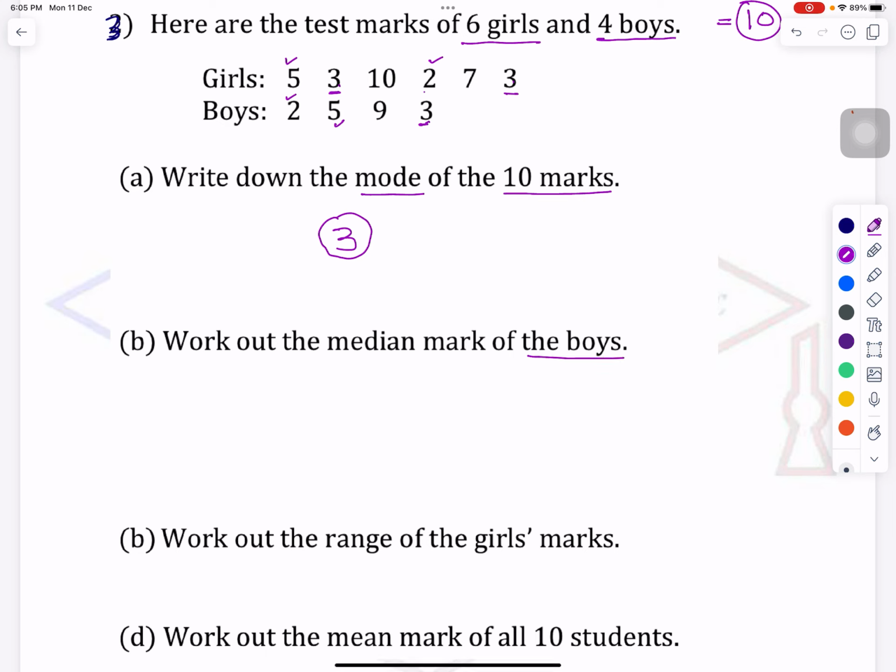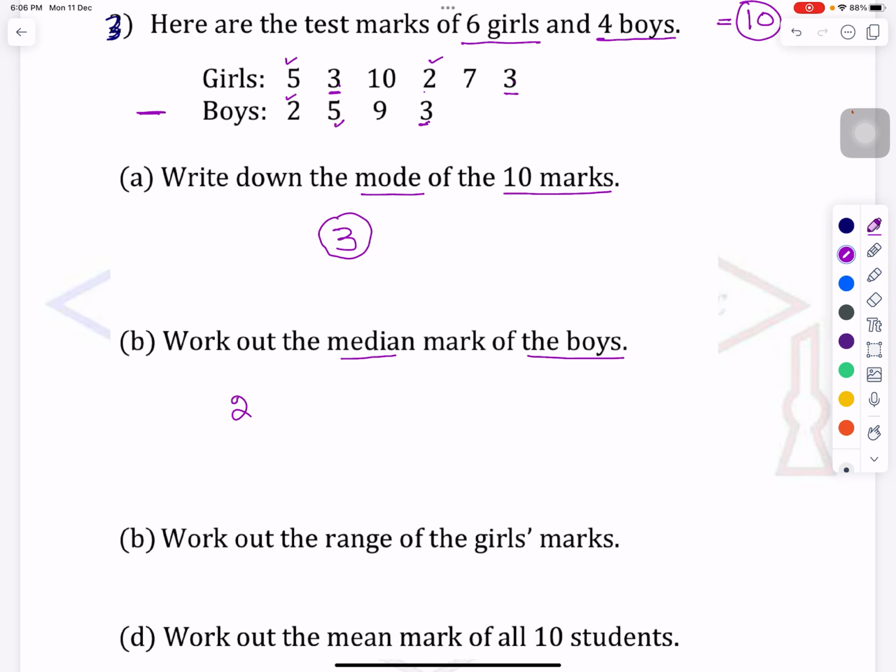Now what is the meaning of median mark of the boys? He's talking about only boys. Median is the center. So if you arrange the data in ascending order, smallest to biggest. So these are the boys' marks. Let me arrange them in ascending order.